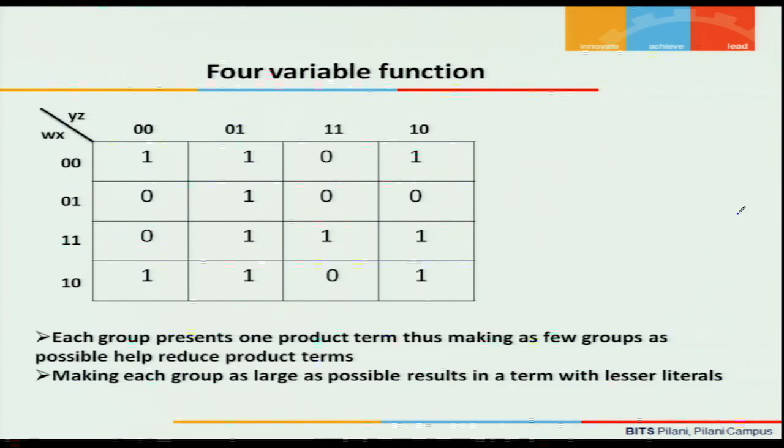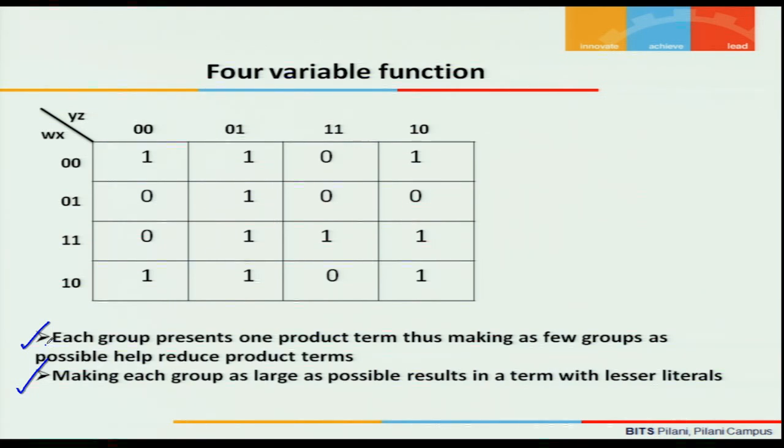The second observation is, while making a group, make a group as large as possible, because the more the number of entries inside a group, the lesser the number of literals used for the product term. But while doing so, ensure the rules are followed. Only group the adjacent ones, only make rectangular groups, only have groups of size which are powers of 2. At the same time, ensure these 2 points are also taken care of, then we get the minimal sum of product function for a given function implemented.